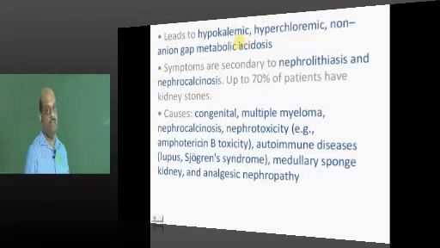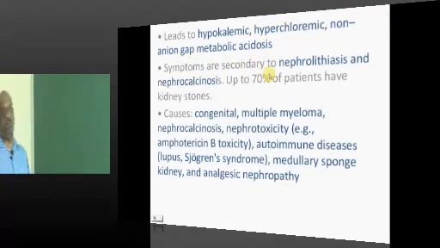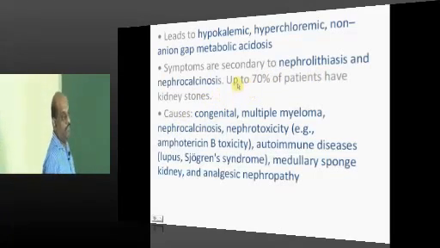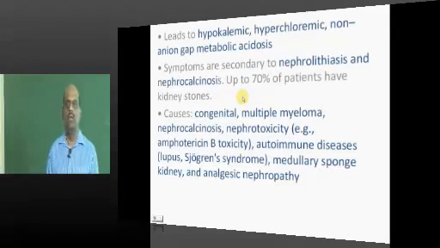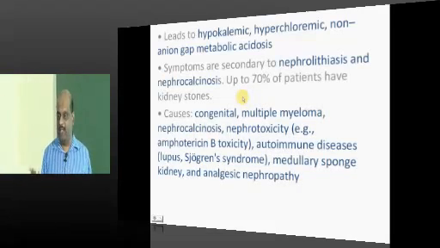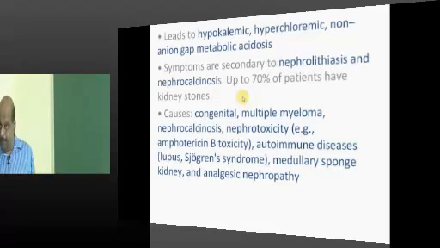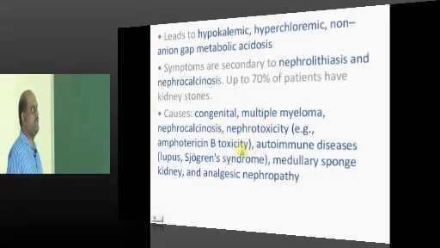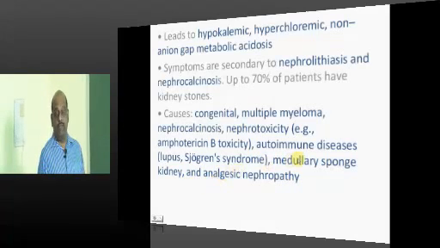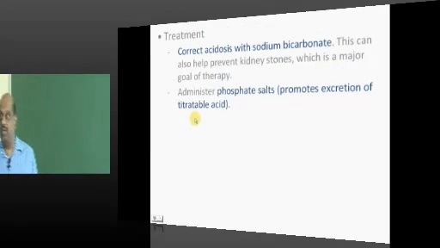Now, they will develop hypokalemia, hyperchloremia, non-anion gap metabolic acidosis with nephrocalcinosis and nephrolithiasis. Now tell me, doctor, what makes distal tubules get damaged and lose their ability to secrete H plus ions? The underlying cause can be congenital, multiple myeloma, nephrocalcinosis, nephrotoxicity, medullary sponge disease, analgesic nephropathy. Any of them can lead to a distal RTA, which is called type 1 RTA.